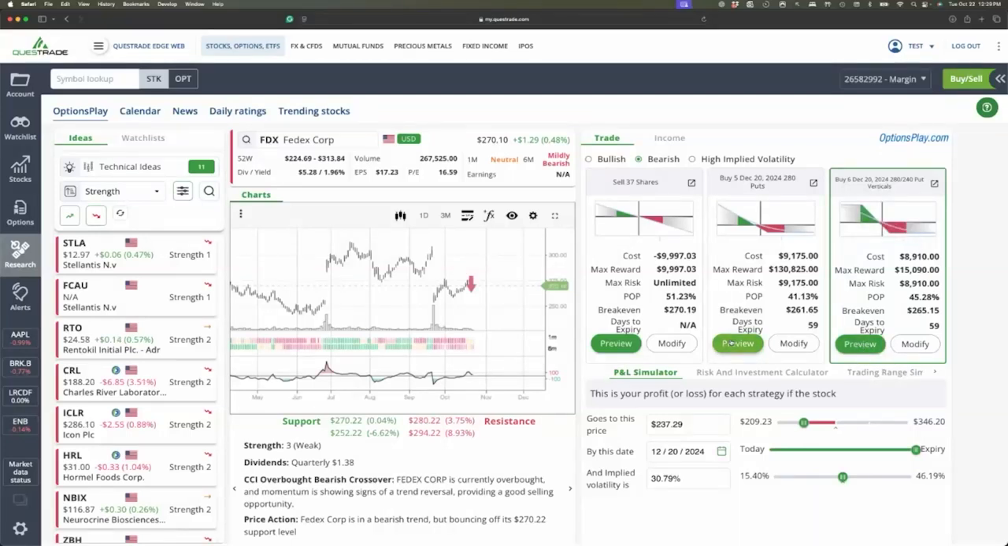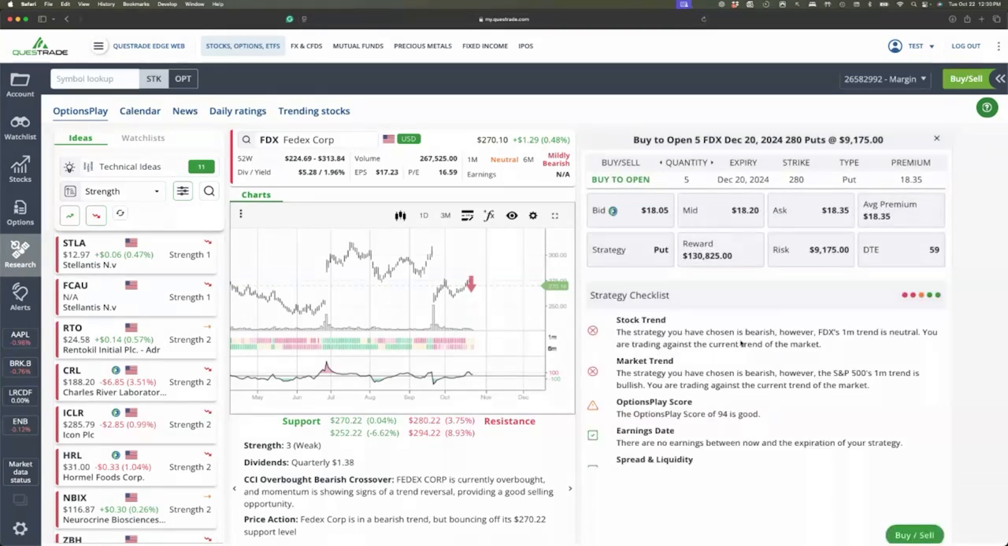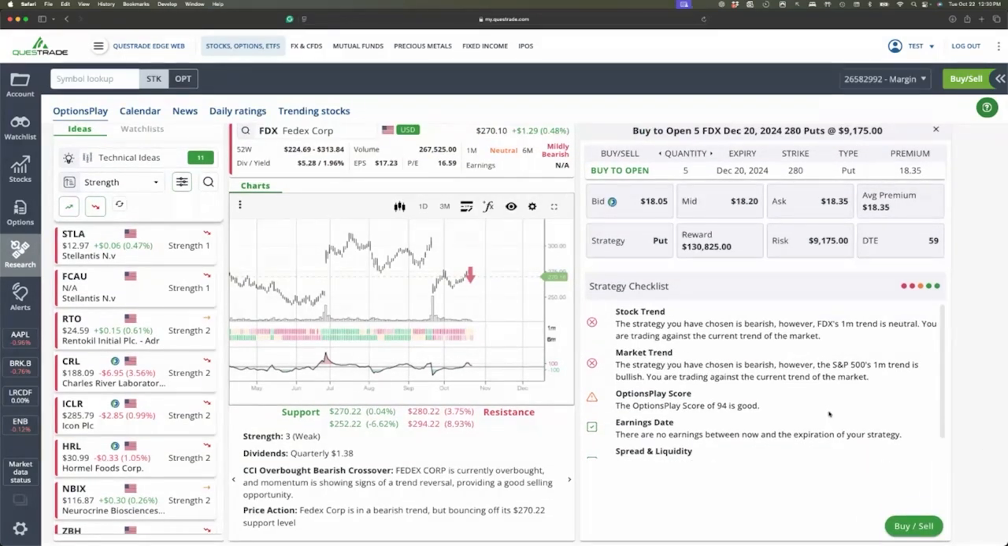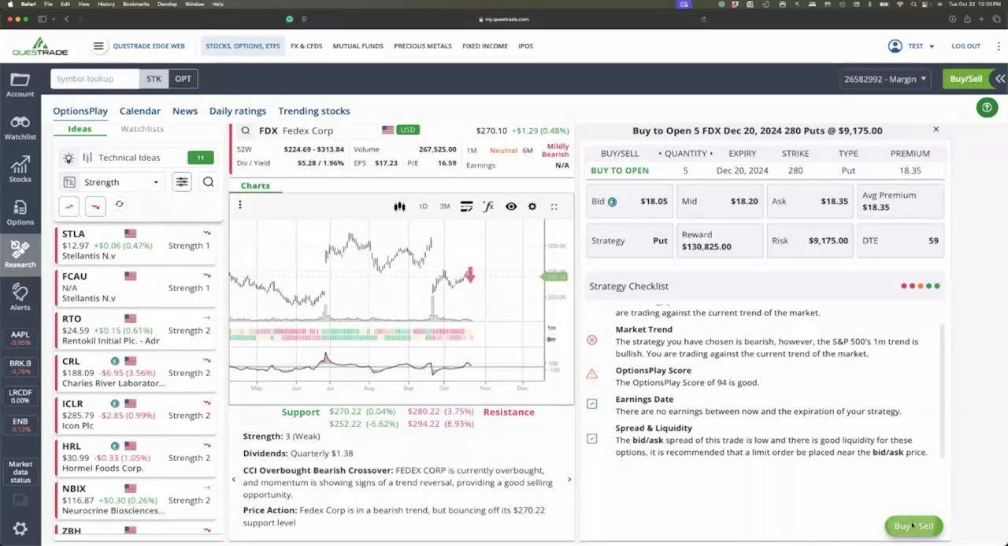So if you are, let's say, trading for the first time and you want to trade with something simple, or maybe you only have access to trading level 1 or level 2 options, and you can only trade single leg, click on the preview order button, and that will give you access to a strategy checklist, which will look at the trends of the stock versus the trends of the market, making sure that you're aligning yourself to a few different things, making sure that there are no earnings between now and expiration, an important metric to be aware of, and also just liquidity of the option. So making sure that you are familiar with the checklist before you click on buy or sell.